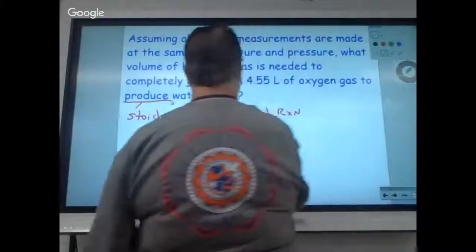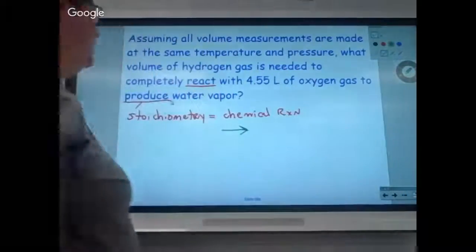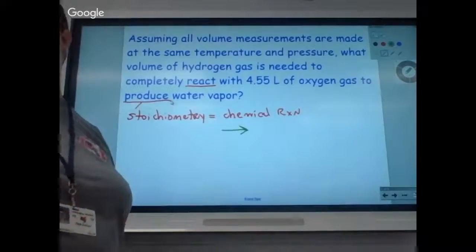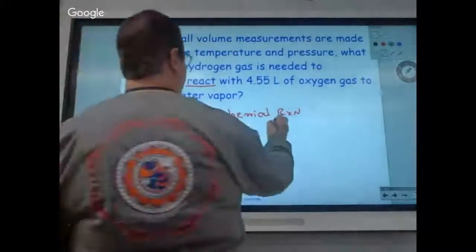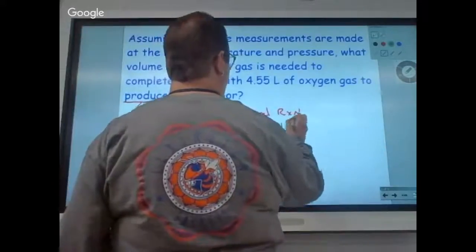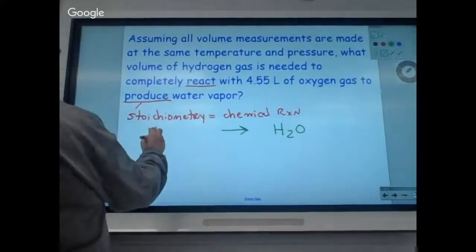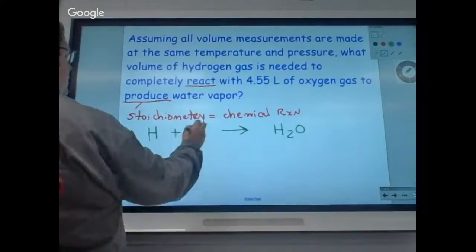All right, what did it say was produced in the question? Water vapor. All right, water vapor is just water. So what's the symbol for water? Okay. What does it say the water is produced from in the question? Hydrogen and what?